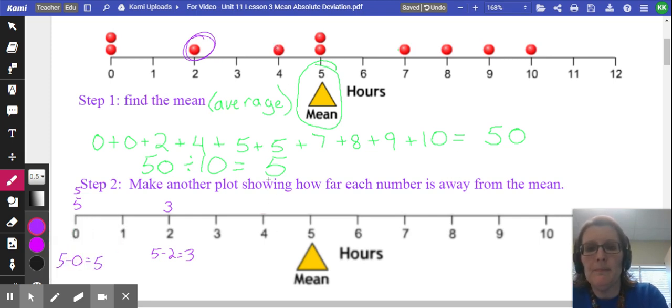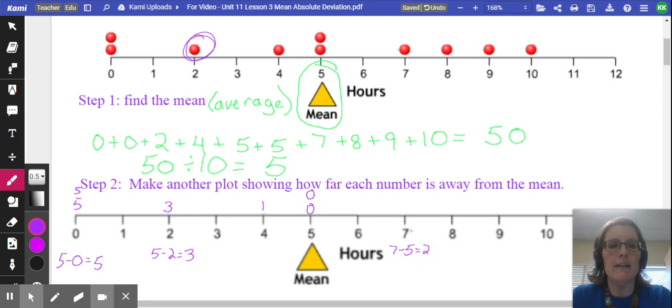And then 4 is 1 away. You could do 5 minus 4 if you need to, but I think we know that's one step. Then we have 2 numbers that are right on the mean. That means they're nowhere away from it because they are the same as the mean. So we had a 0 and a 0 because they're 0 away from the mean. And then I'm going to continue to subtract. You probably could figure out that that's 2 away, but I want to keep reminding people that to find how far away each number is from the mean, we would subtract it.